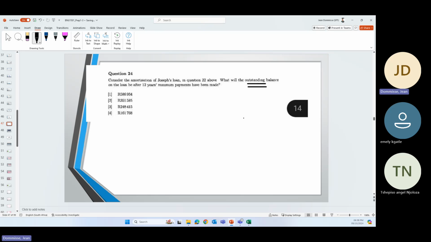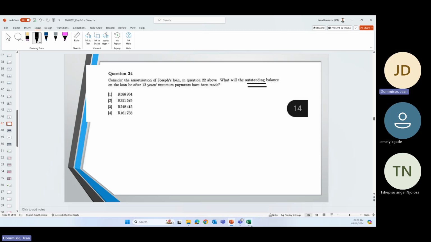Please let me know in the chat what financial calculators you are using, if any, so that I can share with you some of the how-tos of that financial calculator, so that you can see how to work out the amortization, because it's different for the different calculators.